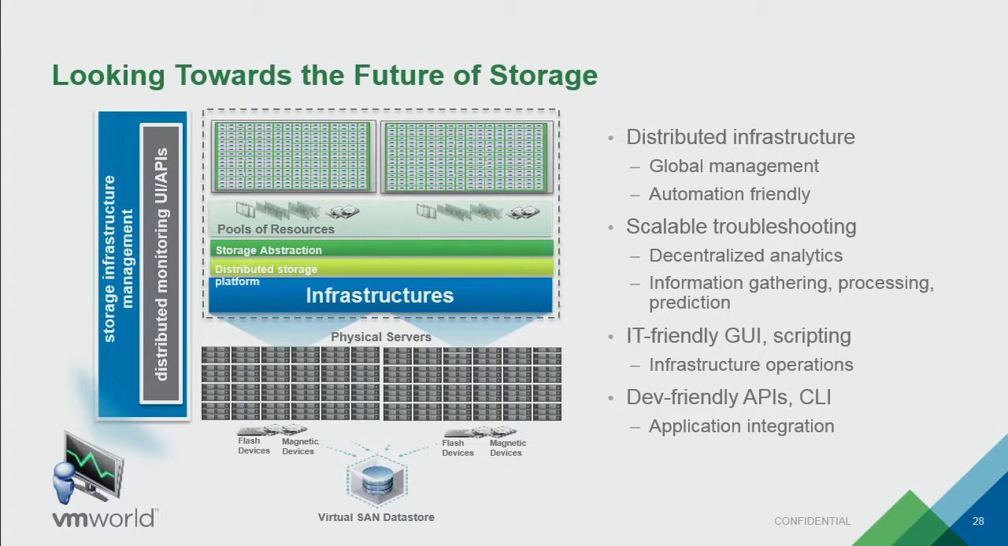Anytime there's a storage problem, and we all know that storage problems are difficult ones to solve, anything that relies on physical data takes a lot longer to solve and requires a lot more protection and care and feeding. So what we want is really global management, being able to take a bird's eye view and having something that's very automation friendly and scales very quickly. But we also want scalable troubleshooting. If an individual drive is failing, you can zoom right into that drive, see what's going on, see if there are any problems. But then zoom back out and see at the cluster level: are you having any capacity issues? Are you having any I/O planning issues? So really it's about decentralized analytics, information gathering, processing, and prediction.